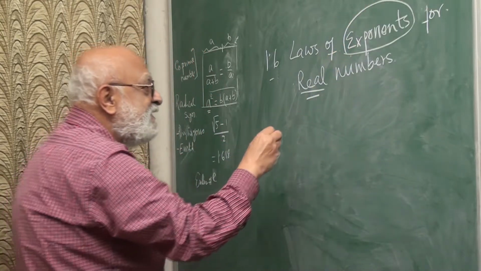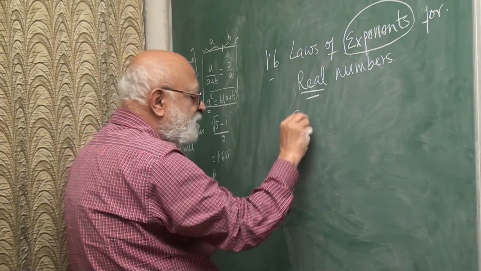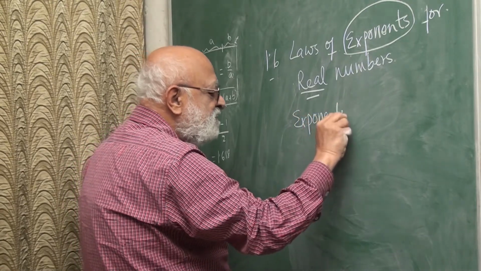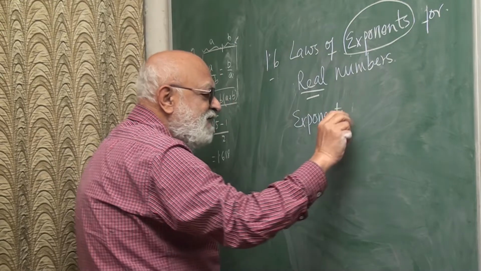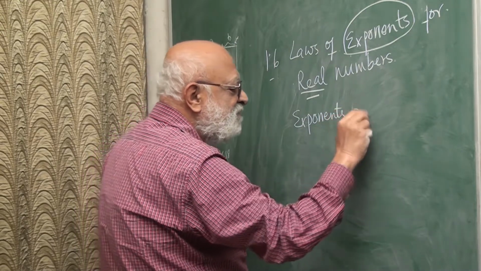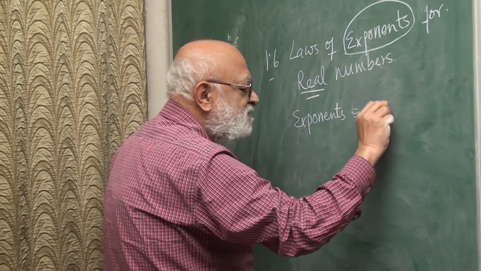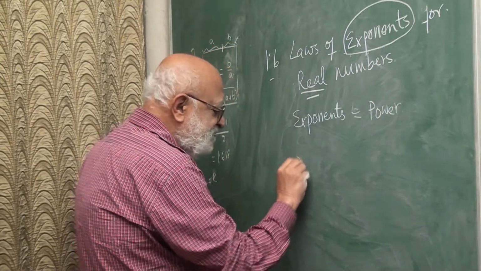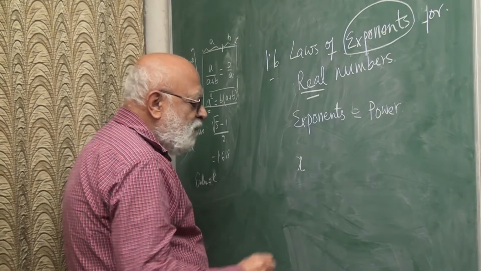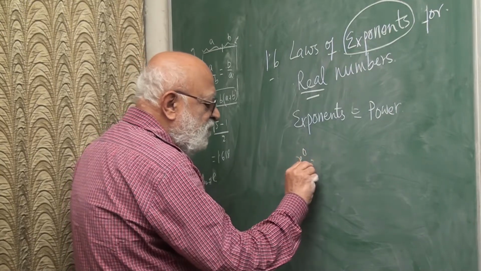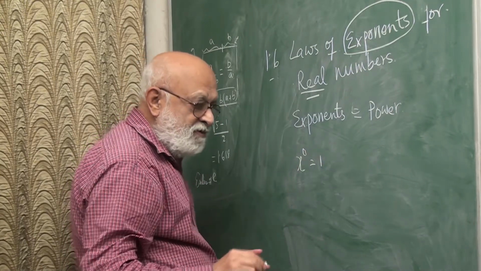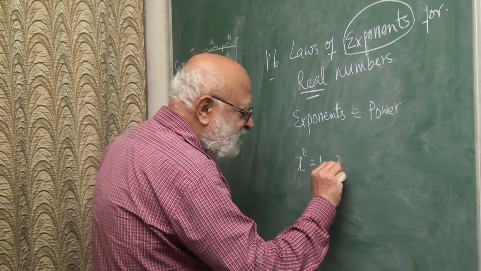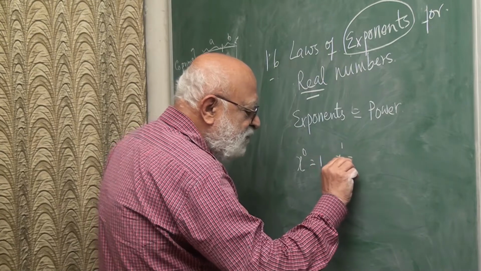In many cases exponents are also said as powers. Exponent is same as a power. What does that power mean? Let us take x. Now x to the power 0 we know is equal to 1. That all of us know, and we have done it before. So what would be x to the power 1? That would be x.